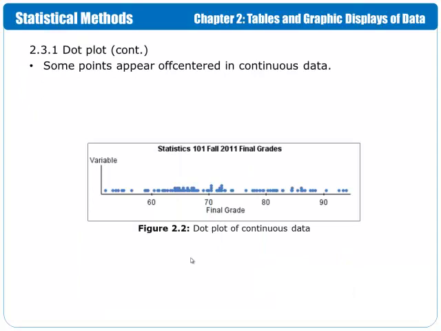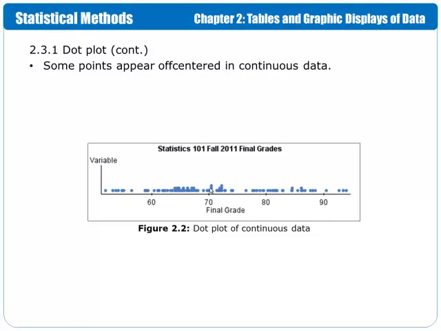In a dot plot of continuous data, some of the points may appear off-centered, and so they're stacked where they would appear. For example, you may have a dot at point 70, and at point 71 you may have another dot, but if you have a point at 70 and a half, that may have to fit somewhere in between those other two dots. And so rather than putting a point at each specific data value, in some cases they will be stacked.